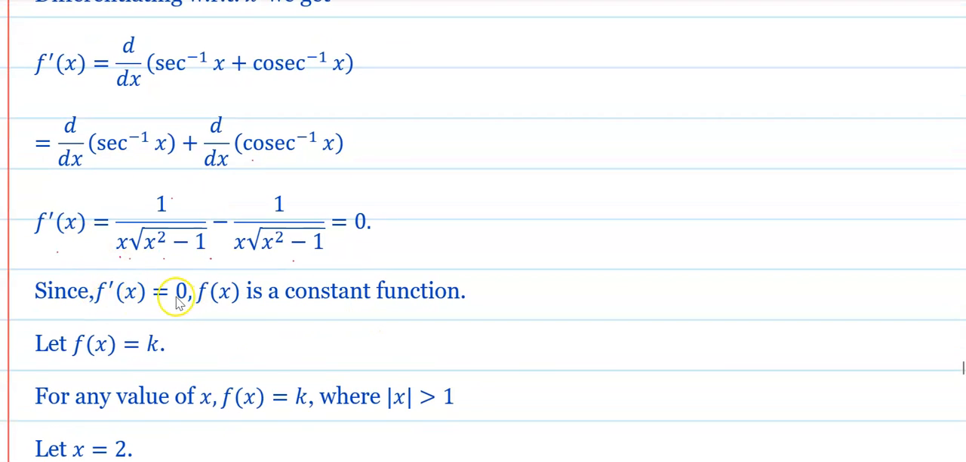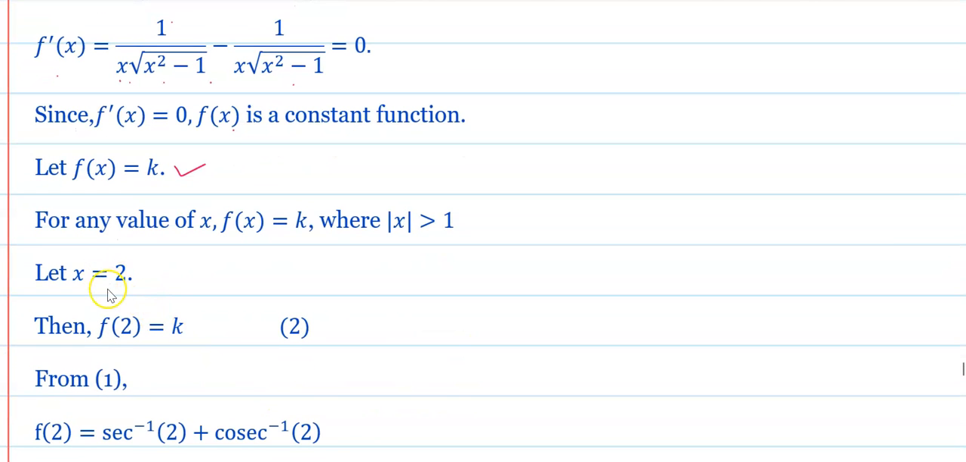F dash of x is equals to 0 means what? F of x is constant. Suppose it is a k. Any value of x, f of x is equals to k. Here mod of x is a greater than 1. We have given it. Now let x is equals to 2. We are substituting here x is equals to 2.